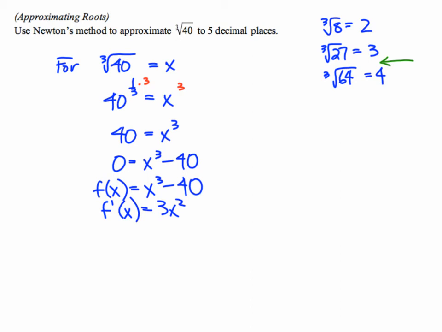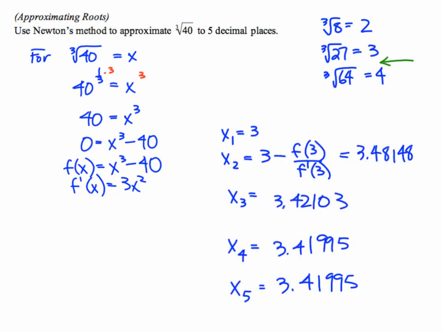I have f of x equals x cubed minus 40. And solving for the derivative, it will equal 3x squared. So since I kind of have my approximate root around 3 to 3.4, I'm going to use my first term equaling 3, and I substitute it into Newton's method. So 3 minus, plug in 3 into the original equation of f of x, and 3 into the derivative.